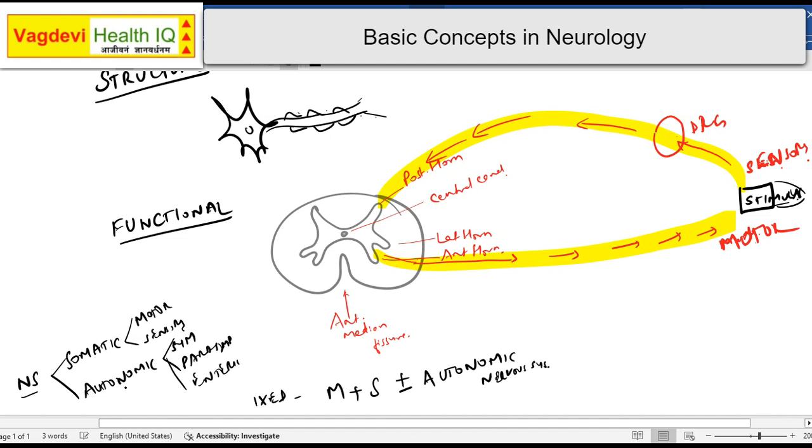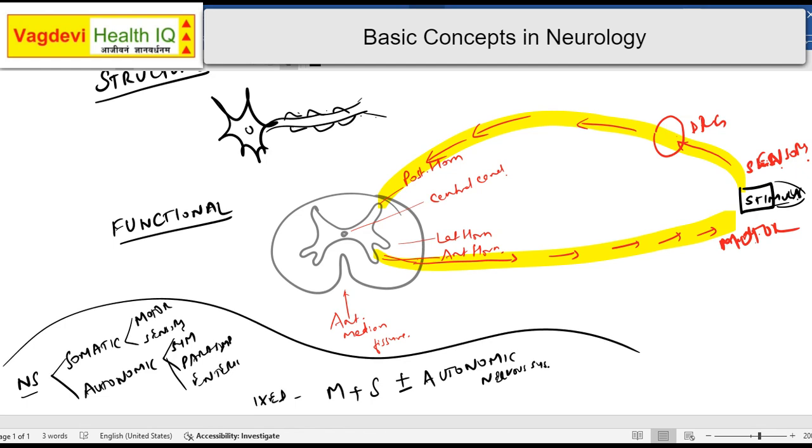This is a simple theory I wanted to give you. It will help us understand the basic organization of the nervous system. This was the part I wanted to tell you in the basics today. This is part one, don't think the class has gone off.